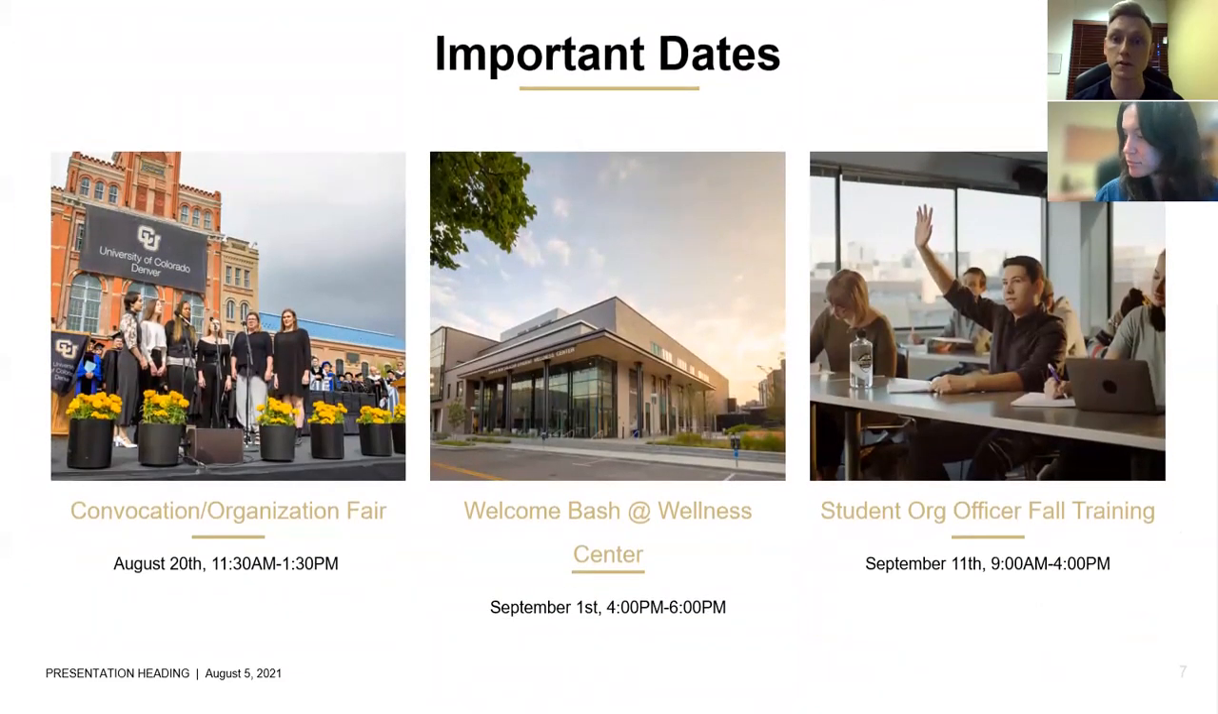Now, to talk about some important dates now that we are ready to table. Convocation and the organization fair are going to be happening on August 20th from 11:30 a.m. to 1:30 p.m. Additionally, we have our welcome bash at the Wellness Center, which is an additional opportunity for your organization to table on September 1st from 4 p.m. to 6 p.m. And for all of our officers out there, student officer fall training will be happening on September 11th from 9 a.m. to 4 p.m. These are just some of the opportunities that are available to your organization, and they have been sent to you in our student organization newsletter. So keep an eye out for even more important dates.